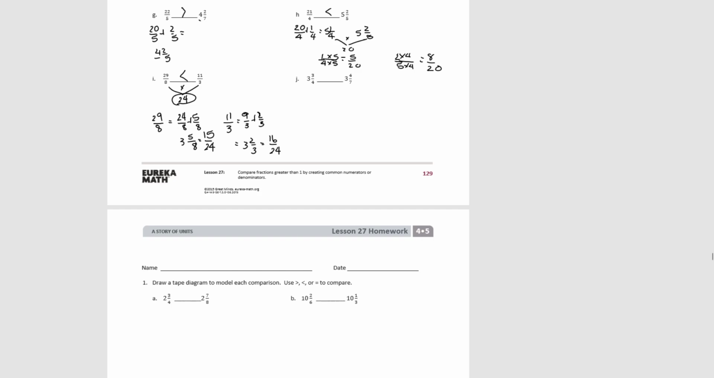Try J. For J, we're going to compare the fractional parts since the whole number parts are the same. The denominators are unrelated, so we're going to multiply and get 28 as a common denominator. To turn 3/4 into 28ths, we're going to multiply by 7 and get 21/28ths. And we're going to multiply 7 times 4 and get 16/28ths. So 21/28ths is greater than 16/28ths. So 4 3/4 is greater than 3 4/7.